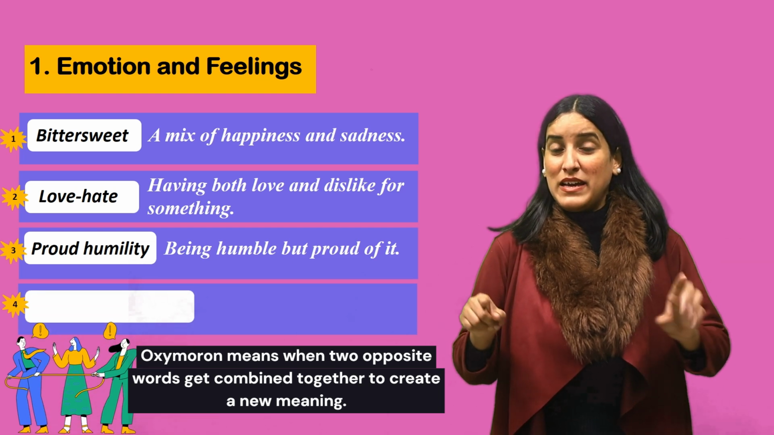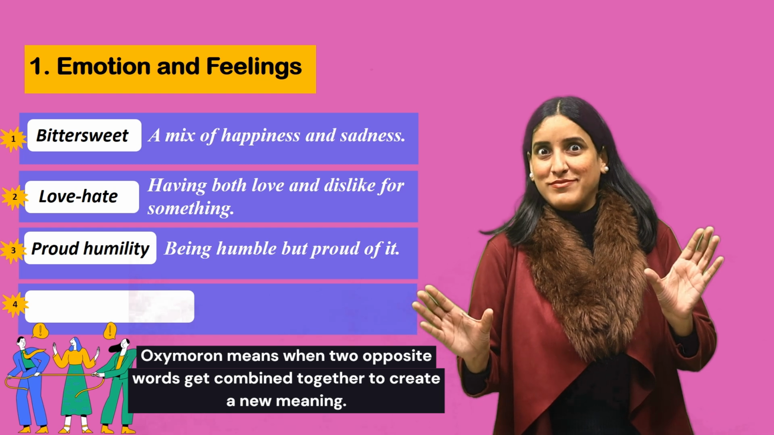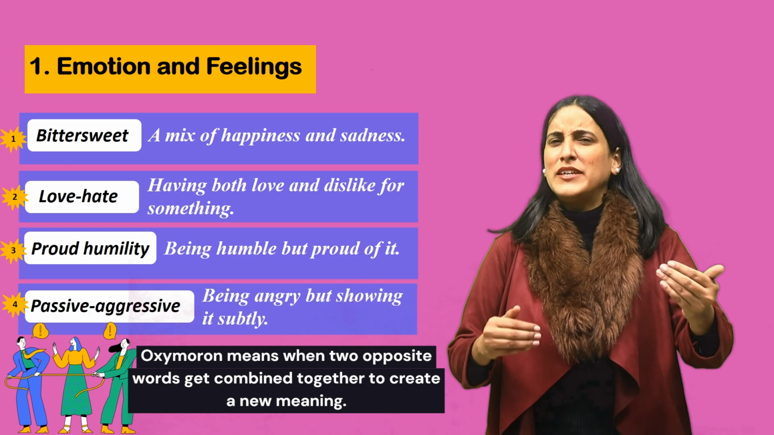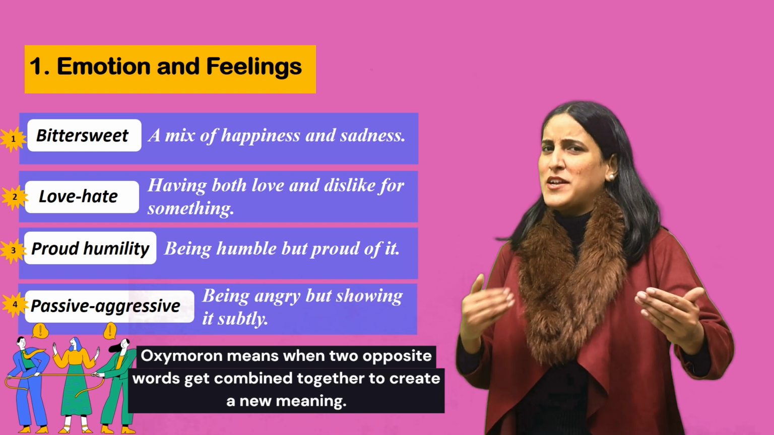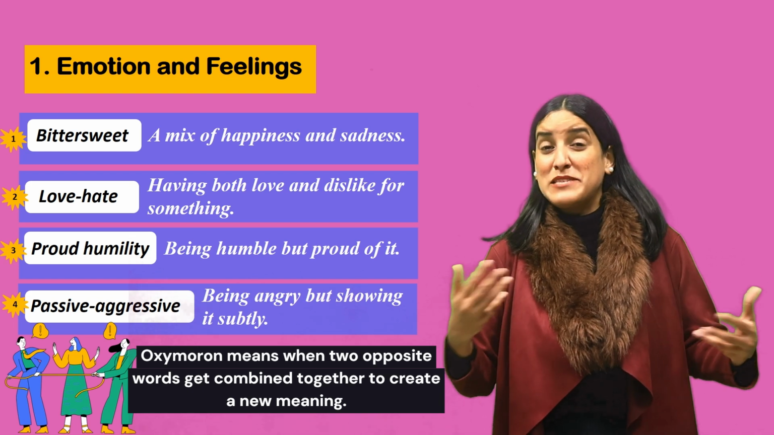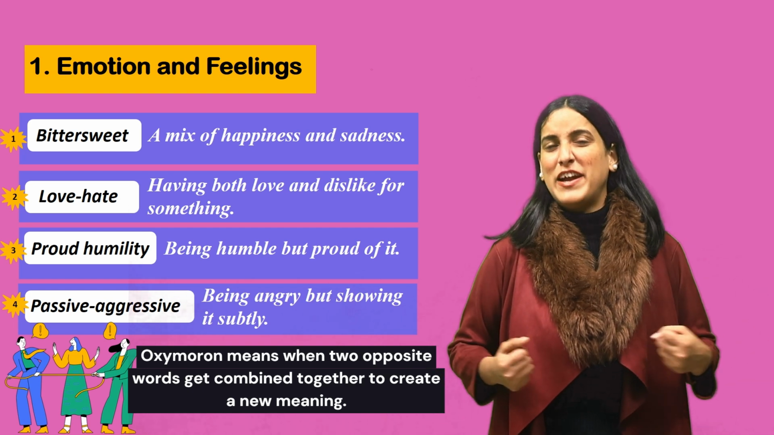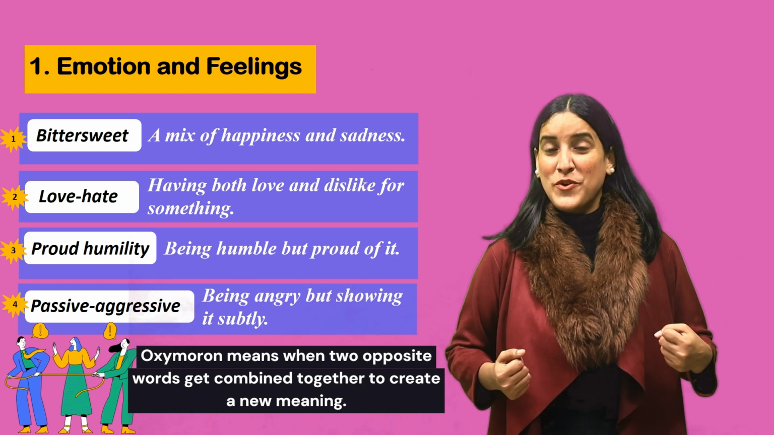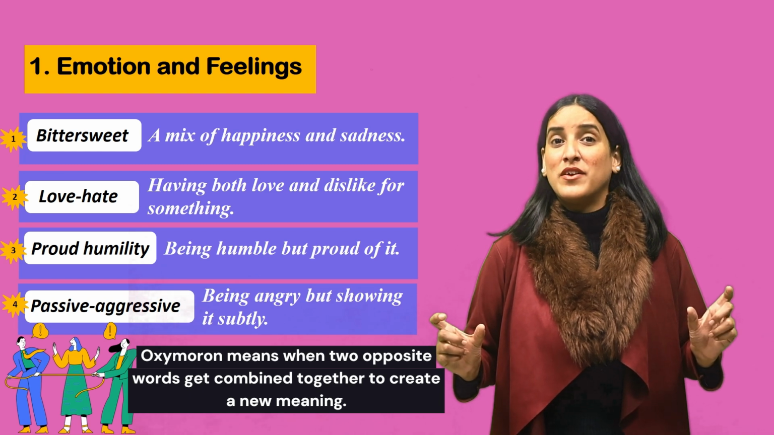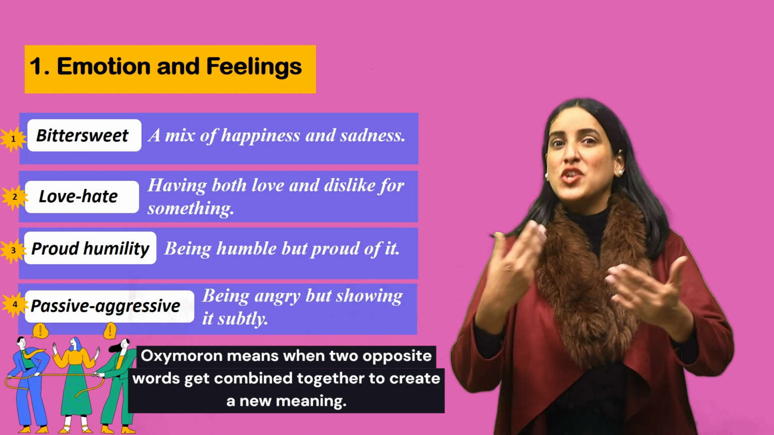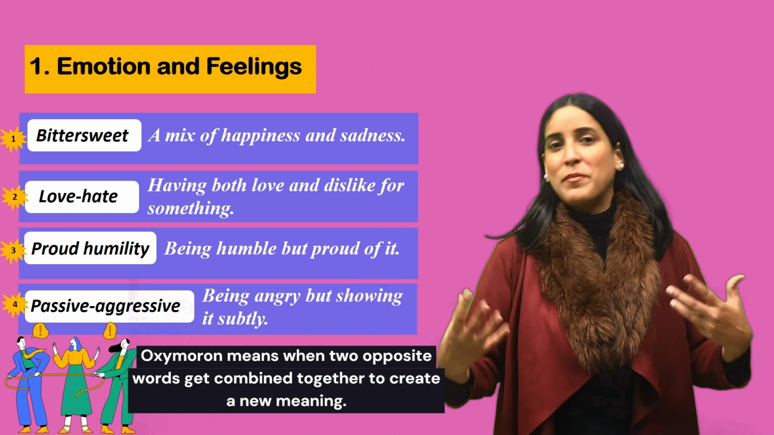Yes, the next one being passive aggressive. Okay, are you able to see the contradiction? Which means being angry but showing it subtly, okay, not upfront. For example, his passive aggressive comments made everyone feel very uncomfortable. Yes, I hope you're able to understand. So this is what an oxymoron is, when you combine two contradictory words to give a new meaning to describe anything.